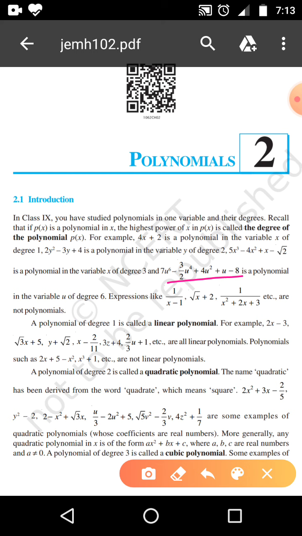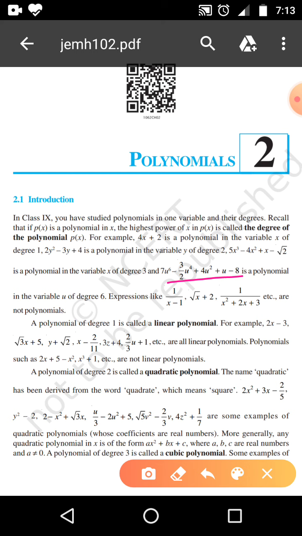If we ask some questions, what is the degree of the zero polynomial? Zero polynomial means 0. So the degree of the zero polynomial is undefined, because if we say 1, 2, 3, everything can be the degree of the zero polynomial. That's why it is not certain. So we can say that the degree of the zero polynomial is undefined.